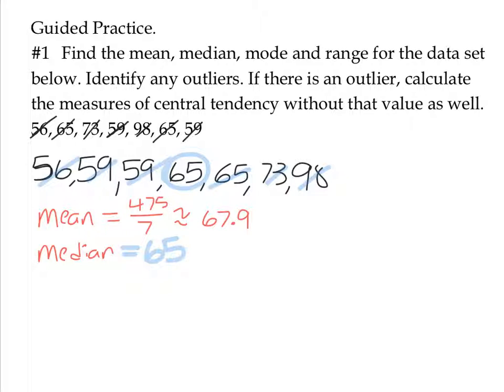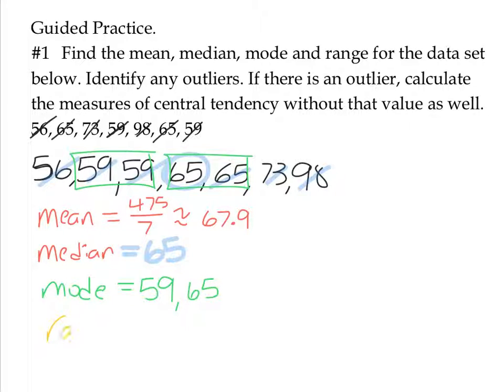Then the mode, that's the number that occurs most frequently. So I want to see if there are any numbers that occur more than once. 59 occurs twice, 65 occurs twice. So I have 2 modes, 59 and 65. It's called bimodal, by 2 modes. Okay? So mean, average, add up all the values, divide by how many there were. Median, what number is in the middle, and the mode, what number occurs most frequently.